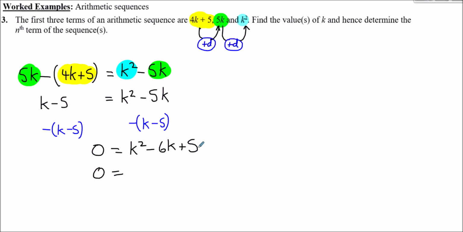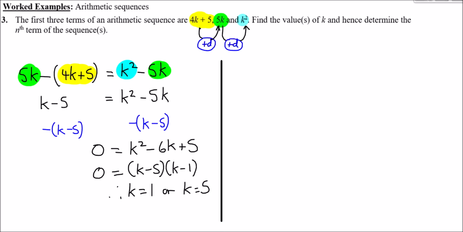So two numbers that multiply to 5 and add up to negative 6. That's negative 5 and negative 1. So therefore k equals positive 1 or positive 5. So they're the two values of k. K is 1 or k is 5.